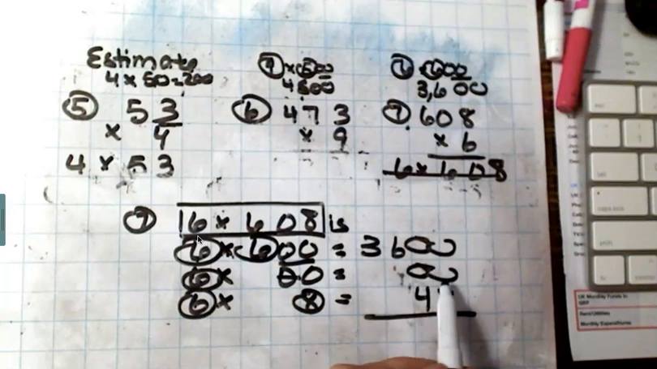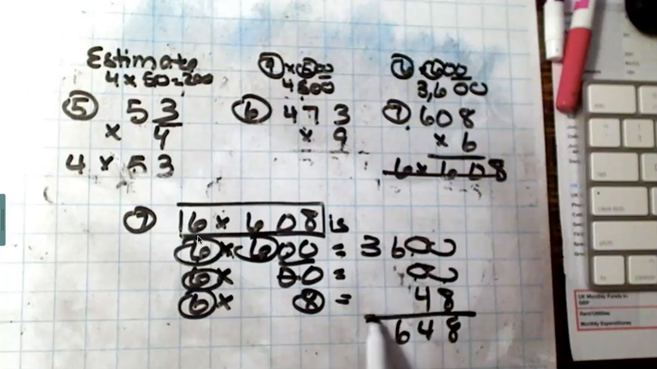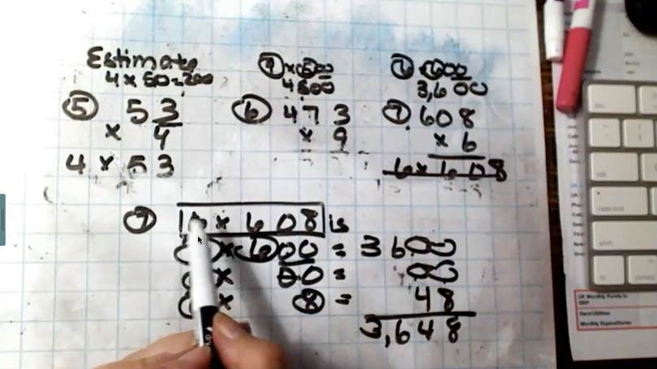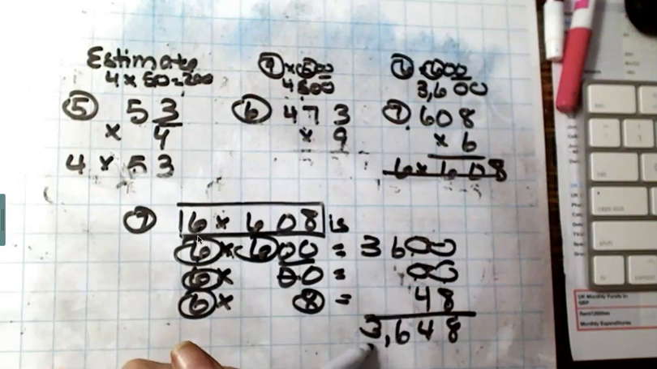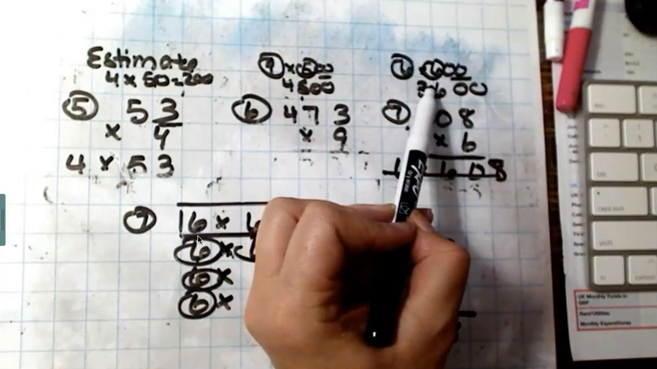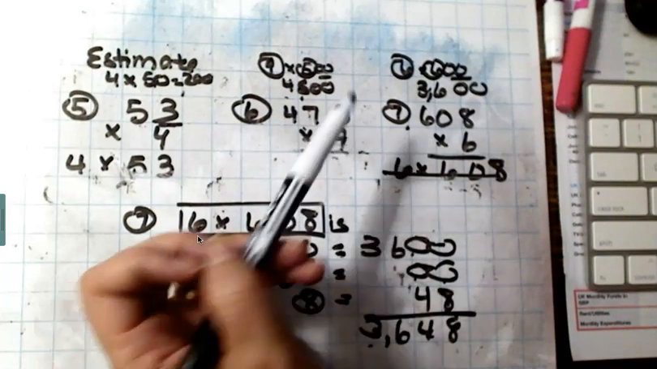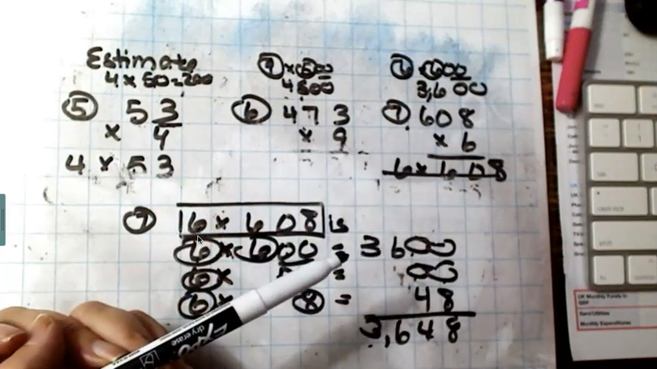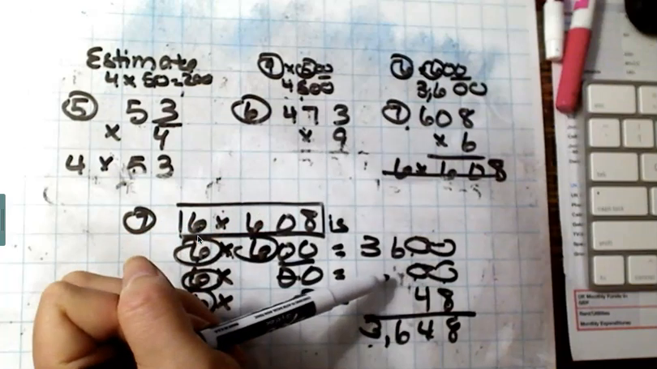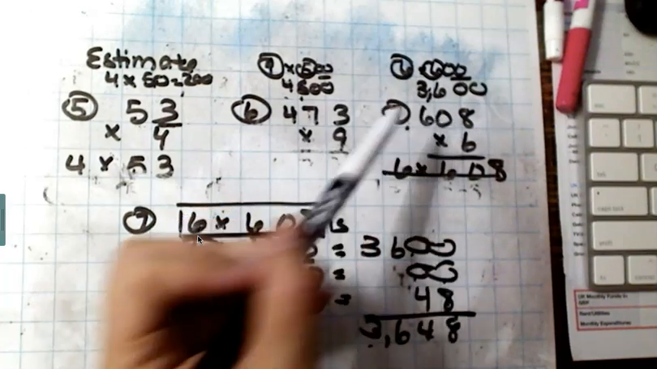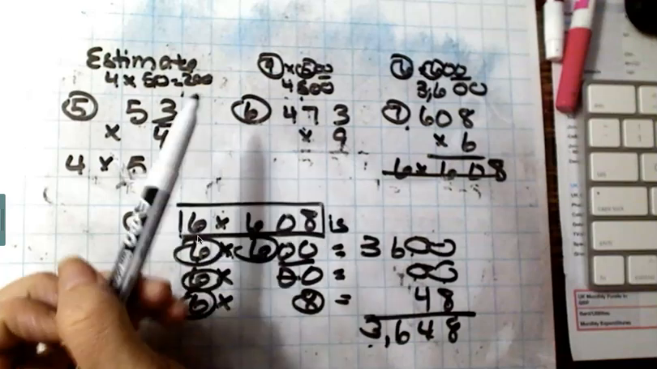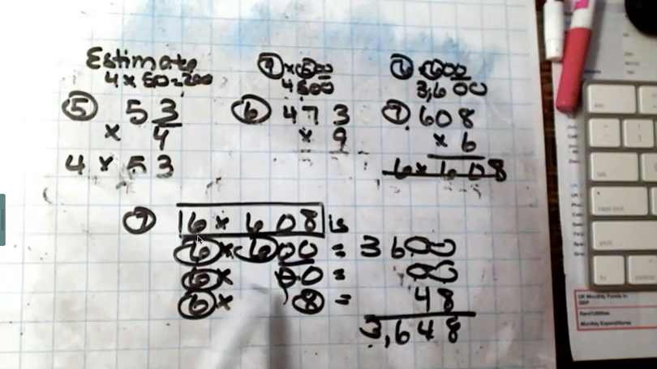48. 0 add 0 add 8, 0 add 0 add 4, 6, 3, and hopefully you're neater than me, I'm getting tired. So the answer for 6 groups of 608 is 3,648, which is really close to 3,600. And is my answer a little bit higher? Yes, because it was 608. All right, so that's how you use expanded form, partial product, whatever you want to call it.